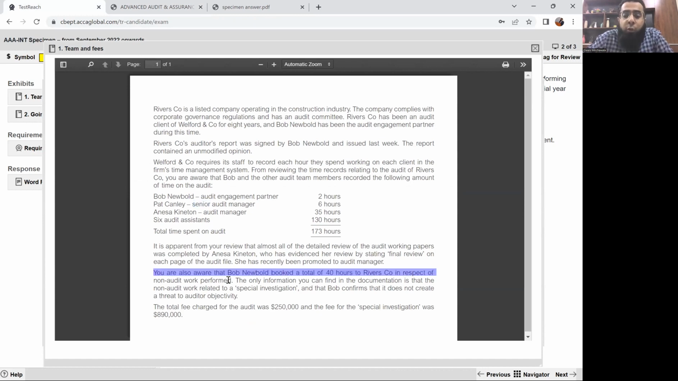Now, you are also aware that Bob Newbold booked a total of 40 hours to reverse company in respect of non-audit work performed. The only information you can find in the documentation is that the non-audit work related to special investigation, and that Bob confirms that it does not create a threat to auditors' objectivity. Complete explanation is not given about the non-audit service performed, and the documentation is also insufficient. The total fees charged for the audit was 250,000, and the fees for special investigation was 890,000.